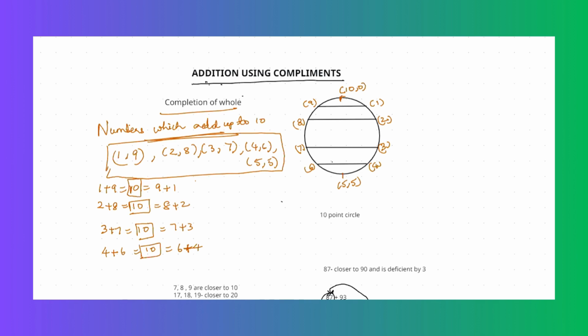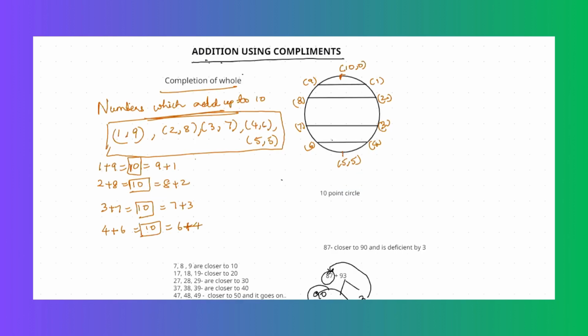Now we are going to see addition using complement. This uses the concept of completion of whole. This concept is based on a 10-point circle. I'll tell you what a 10-point circle is. We are going to see the numbers which add up to 10.